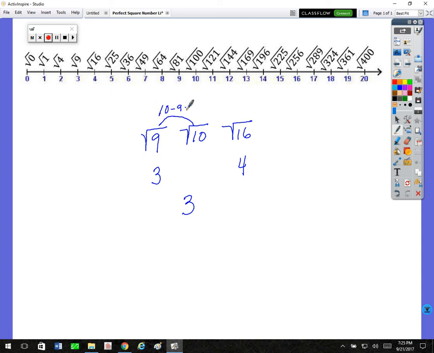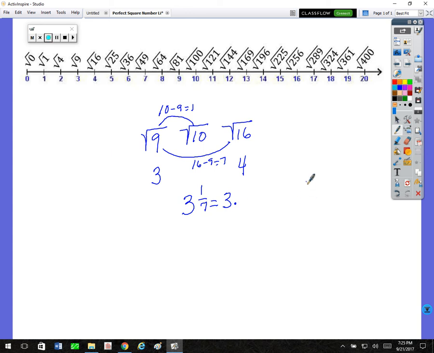So 10 minus 9 is 1. That's going to be my numerator. Okay, here's the bottom part. 16 minus 9, the square root to the right minus the square root to the left. So that's going to be 16 minus 9 is 7. So I know it's 3 and 1/7. Well, we want to turn it into a decimal, so we know it's going to be 3 point something.